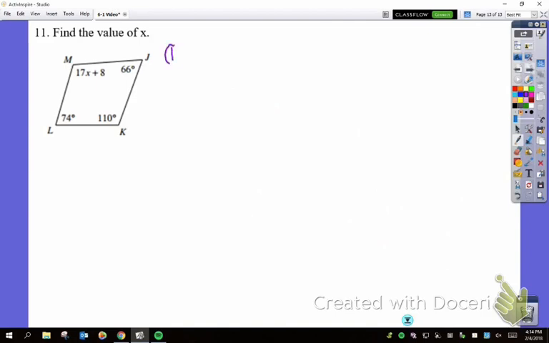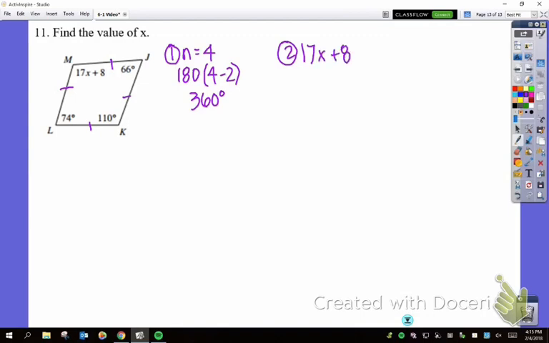First thing we've got to look for is n equals how many sides? 1, 2, 3, and 4 sides. When we put that into our formula, now you should know if it has 4 sides, it has 360 degrees. Here we get 180 times 4 minus 2, so 2, and 2 times 180 is 360 degrees. So then step 2, we're setting up our equation, 17x plus 8. Now you could add them going long ways, like this, plus 66, plus 110, plus 74, equals 360, or you could add them going up and down like we did on example 10.